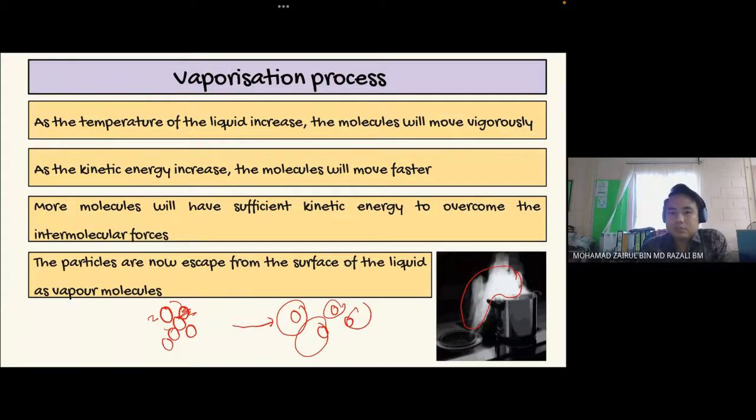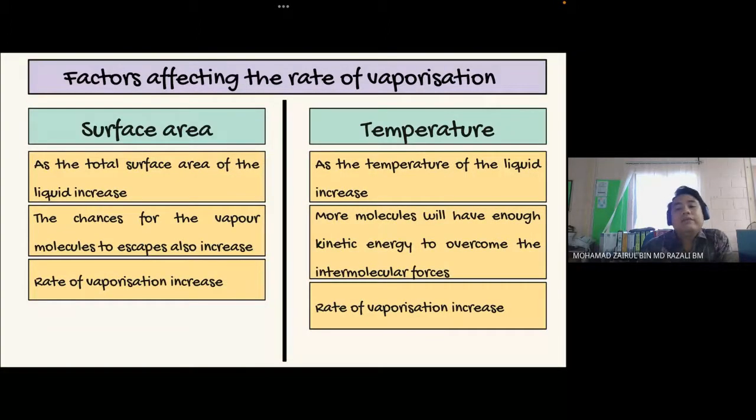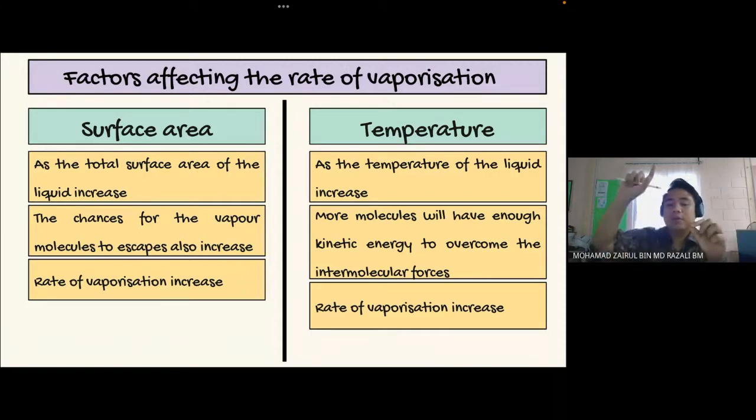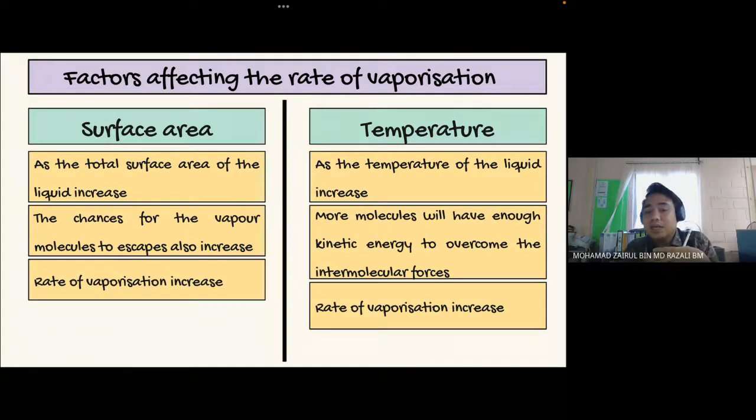Now we go to the second gas. Okay, now there are three factors yang akan affect the rate of vaporization: surface area, temperature, and also the intermolecular forces. Okay, kita surface area dulu. So the total surface area increase, maknanya banyak ruang untuk liquid molecule itu escape as a vapor from the surface. Sebab tu rate of vaporization akan increase.